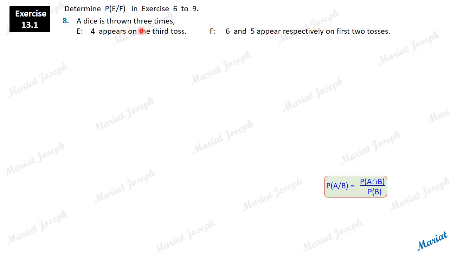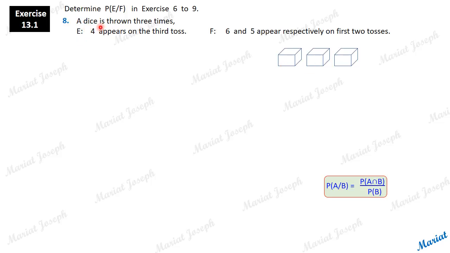A dice is thrown 3 times. Event E says 4 appears on the third toss. Event F says 6 and 5 appear respectively on the first 2 tosses. Using these events E and F, we are expected to find the conditional probability of E given F. First of all, let's see what the sample space of this experiment would be. All possible outcomes, what are they? Let's discuss it.